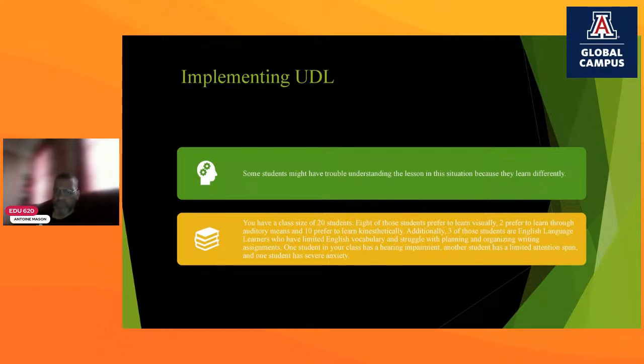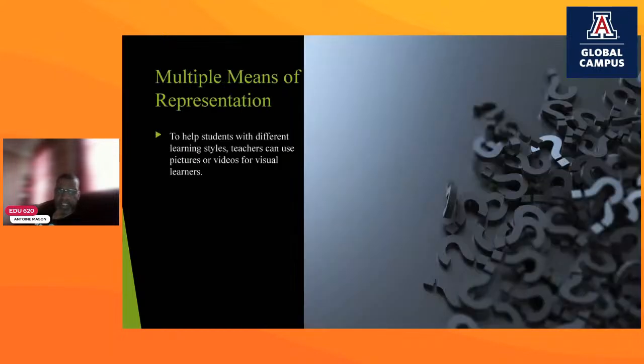To help students with different learning styles, teachers can use pictures or videos for visual learners. For those who have difficulty hearing, providing subtitles helps them follow along, and using objects to touch and move around benefits kinesthetic learners in understanding the material better. Right. So that was implementing UDL and multiple means of representation.